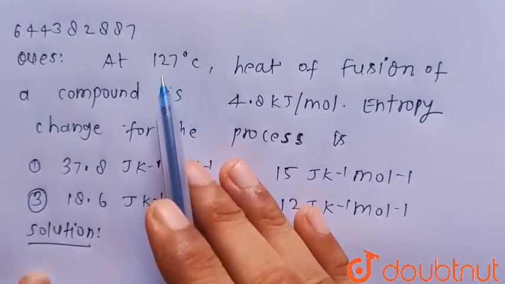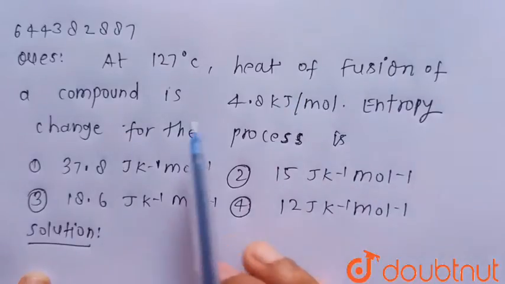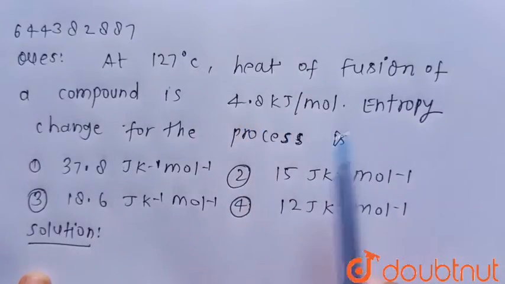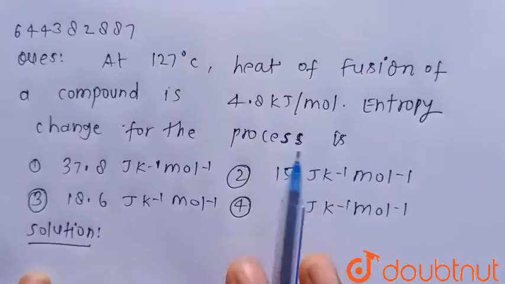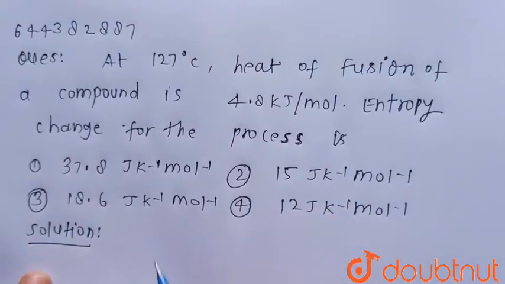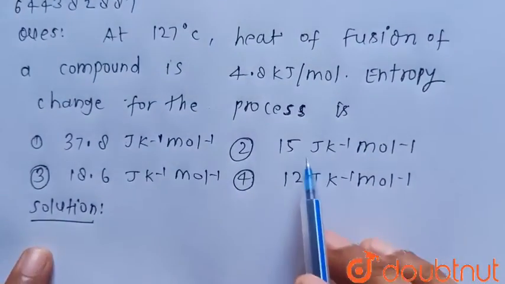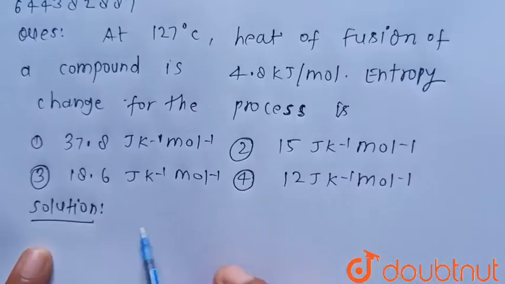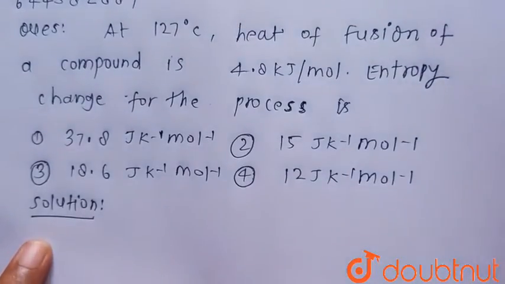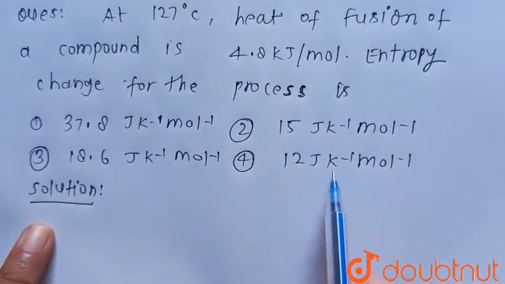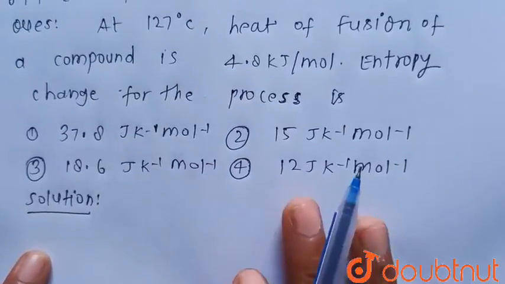Hello everyone, consider the given question. At 127 degrees Celsius, heat of fusion of a compound is 4.8 kilojoule per mole. Entropy change for the process is, so we have to find the entropy change for this process. So the four options are given. First one is 37.8 joule per Kelvin per mole, and second is 15 joule per Kelvin per mole, third is 18.6 joule per Kelvin per mole, and fourth is 12 joule per Kelvin per mole.